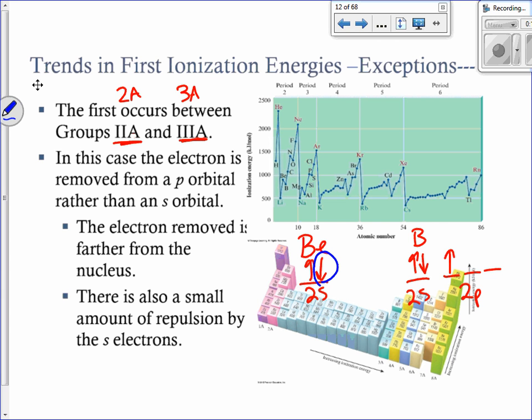Taking one out of a completely filled energy level like that, where it is pretty stable there, it's going to be a little bit more difficult to pull it out of here. This third electron in the boron causes more repulsions. So when you have more repulsions, it's easier to remove. Doesn't take as much energy.